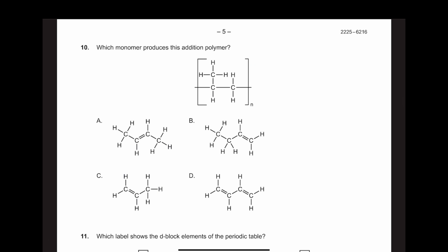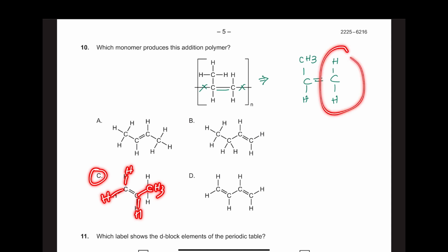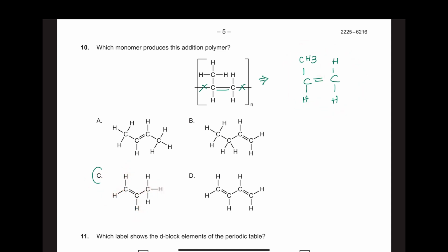Next, which monomer produces this addition polymer? To form the monomer, you cancel these two bonds and prepare a double bond, right? Your monomer looks like this. Now check which compound is this thing. So there are 3 carbon atoms, right? This one has 4 carbon atoms, so ignore. This one also has 4 carbon atoms, reject. This one has 3 carbon atoms, so this possibly can be the answer. Yeah, this is the answer. If you see CH3 here, hydrogen here, hydrogen, hydrogen. So one carbon has two hydrogens, the other carbon has a CH3 and hydrogen. The answer should be C. D is incorrect because D has four carbon atoms.